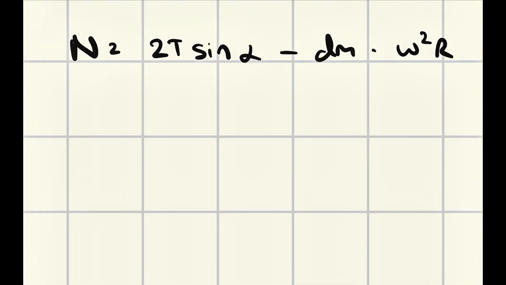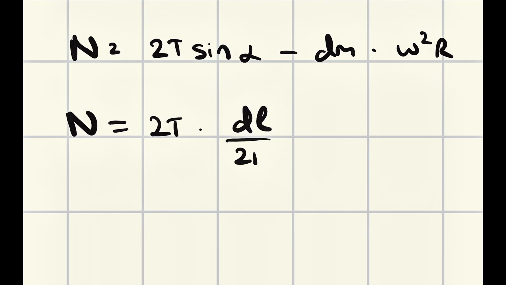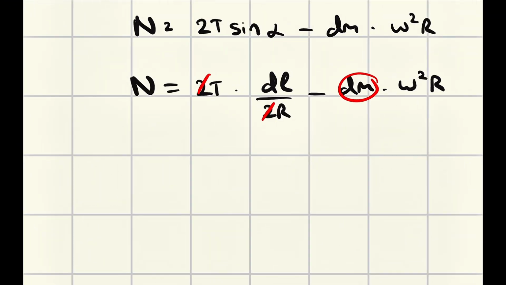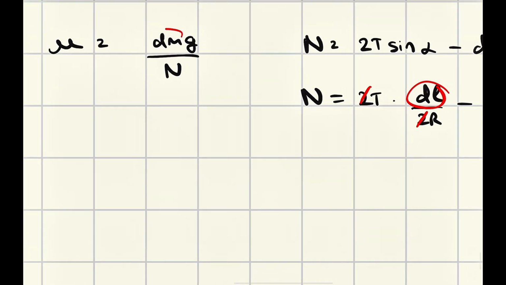Let's put it here. N equals 2T. Now it's dl divided by 2r minus dm multiplied by omega squared r. Okay, good. I can get rid of this 2. Oops, sorry, this 2. Good. And I have a problem, in fact. I have here dm, which I don't know. I have dl, I also don't know this dl. And I have this dm.